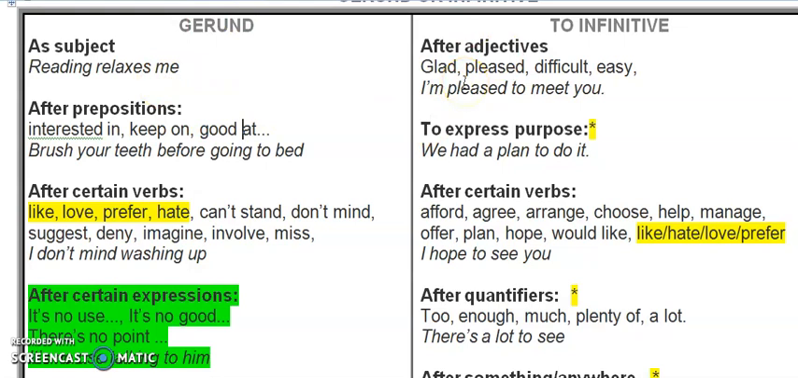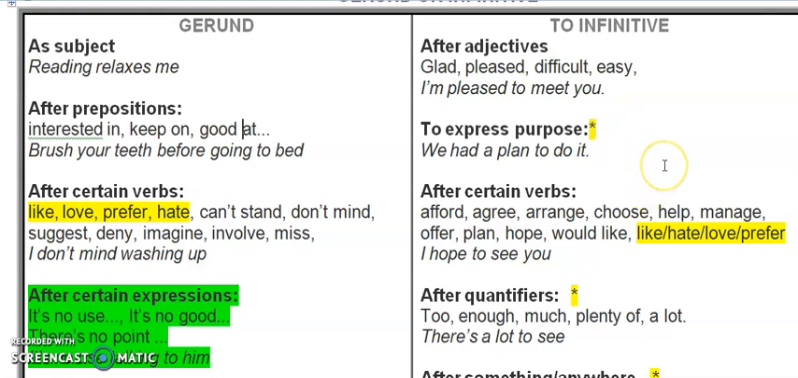However, some adjectives like glad, pleased, difficult, easy, and many, many more, actually most of them, do not have prepositions associated. So when this is the case, we use infinitive. I would say, I'm pleased to meet you. So remember, when the adjective has a preposition, we use gerund. When it doesn't have a preposition, then we use infinitive.